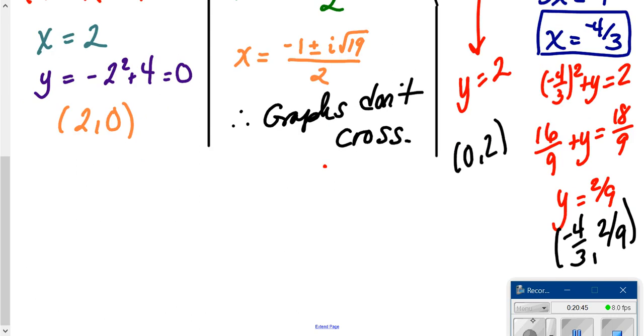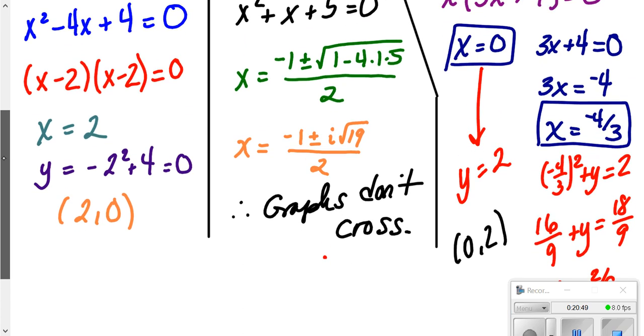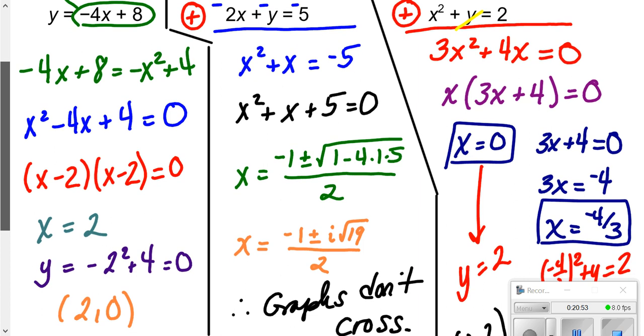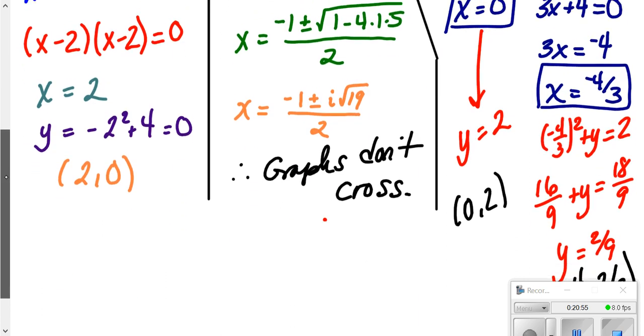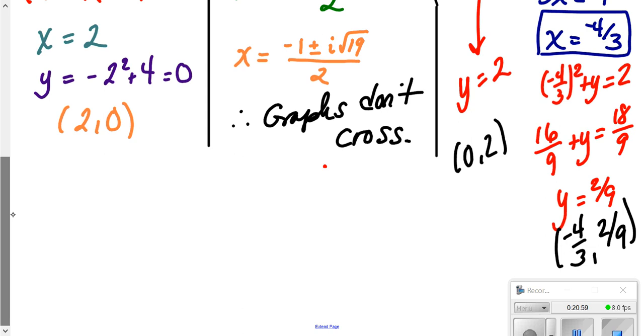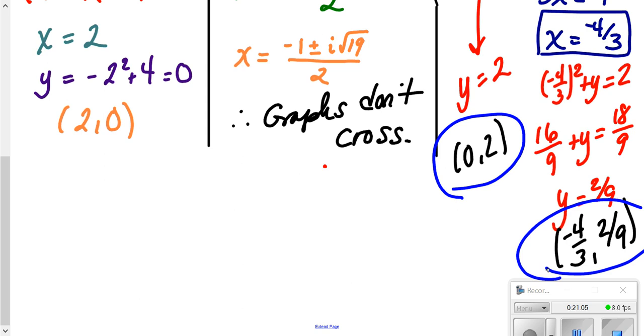So here are the y values I should have found. Once you find out that x is 0, y is 2, because x squared plus y has to equal 2. And then when x is negative 4/3, x squared plus y equals 2, gives me 2/9. So the ordered pairs that you should find are these right here.